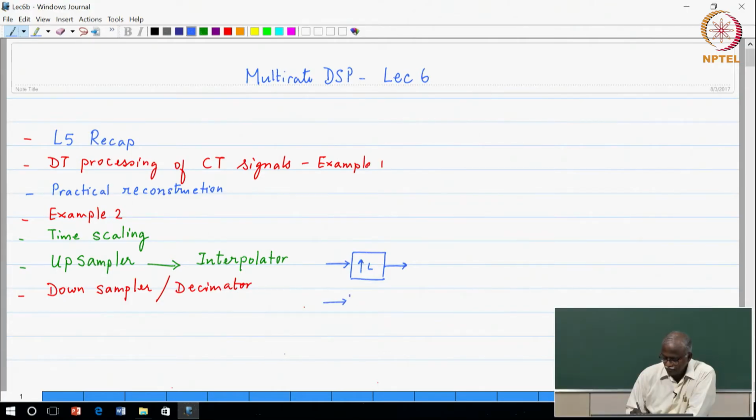And the downsampler is the operation that goes in the other direction. It reduces the sampling rate, increasing the sampling period, by a factor of M. So, the upsampler and downsampler are our basic building blocks in multi-rate signal processing, and we will be looking at that in a fair amount of detail.